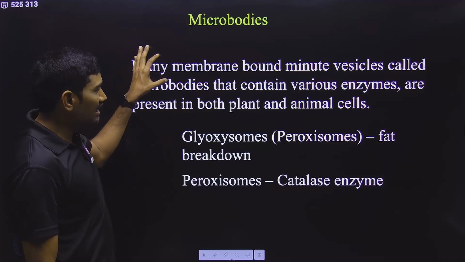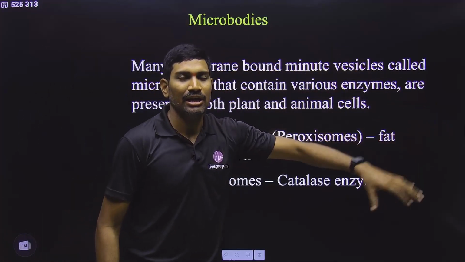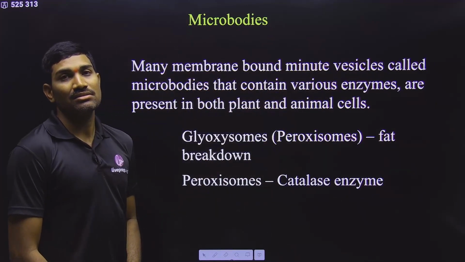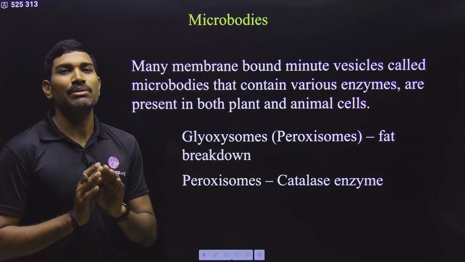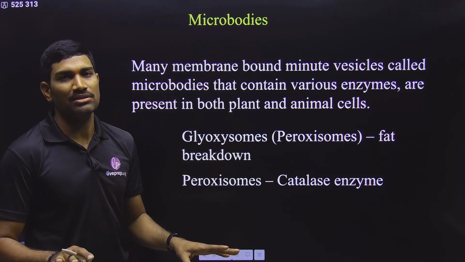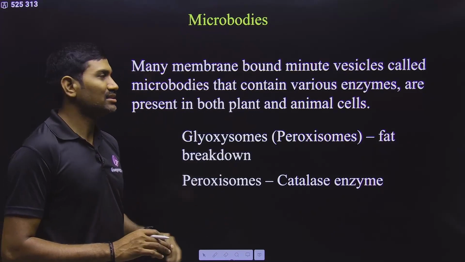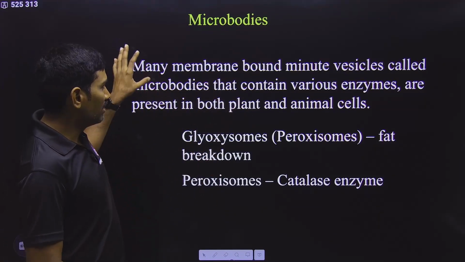There are many vesicles present. The meaning is many vesicles are present, and what type of vesicles are those? Single membrane bound vesicles. So all the microbodies are single membrane bound only. Please remember this. So many microbodies are present, that's what the meaning is. This word "many" you should not attach to membranes. So there are many vesicles.